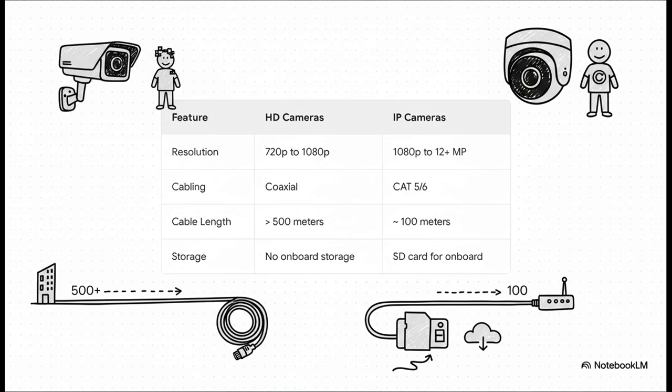Okay, next, cabling. Here, HD is the long-distance champion, no question. It can send a signal over 500 meters. That's perfect if you're covering a big property, like a farm or a warehouse. IP cameras are limited to 100 meters per cable, so you'd need extra gear for those longer runs.